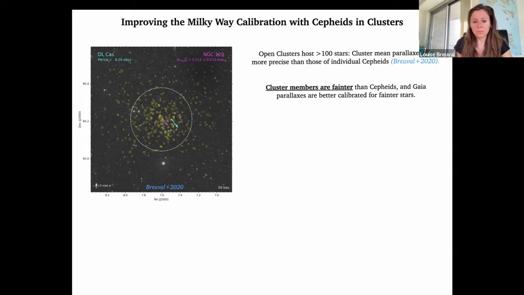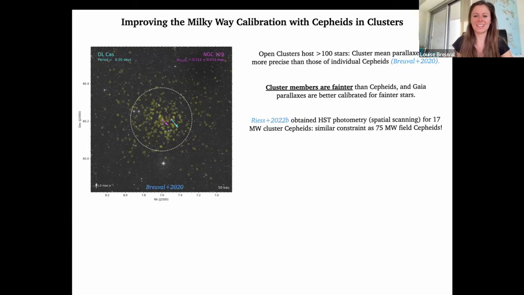All right, so cluster members are also fainter than Cepheids usually. And the thing is, Gaia is better at measuring faint stars than bright stars. I know it's tricky. We usually think the brighter, the better. But Cepheids are actually very, very bright, and most of them saturate with Gaia, so they don't always have a very precise parallax. So that's why cluster members are great. They're exactly in the best regime. They're not too faint and they're not too bright for Gaia. So if you average their parallax, they're absolutely perfect.